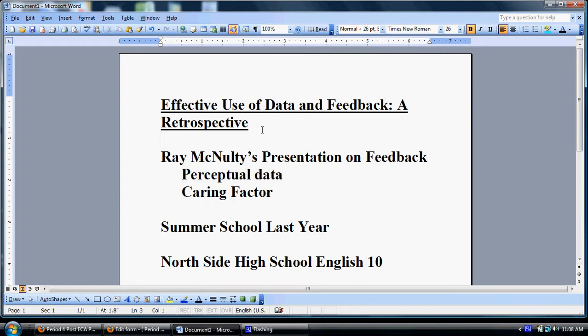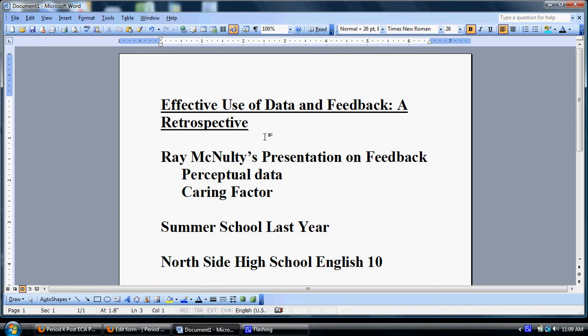The first context I want to point out is that I titled this Effective Use of Data and Feedback, a Retrospective. And it's based on a presentation that I saw at the 2011 National Model Schools Conference in Tennessee. Ray McNulty did a presentation on feedback. It was a very lengthy presentation. It was very, very good. And it got me thinking about some things.